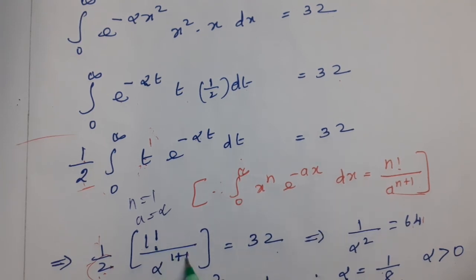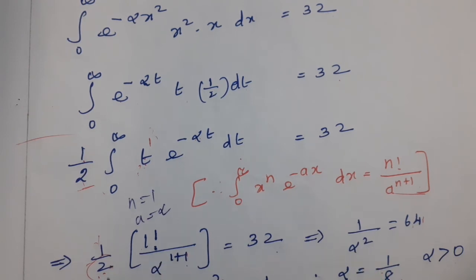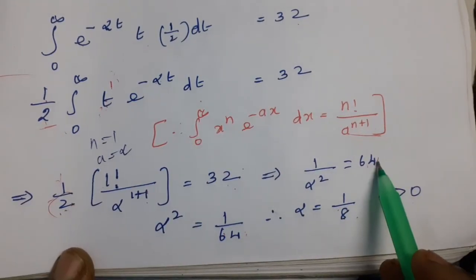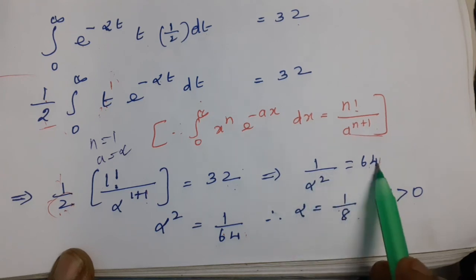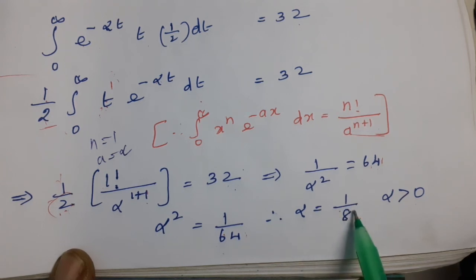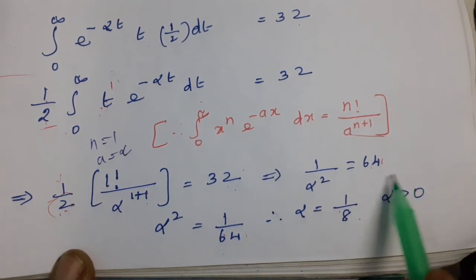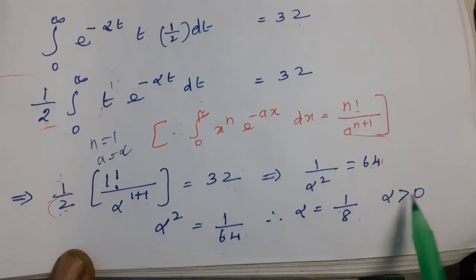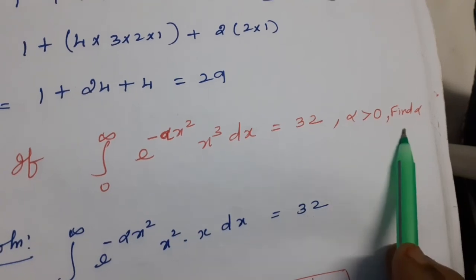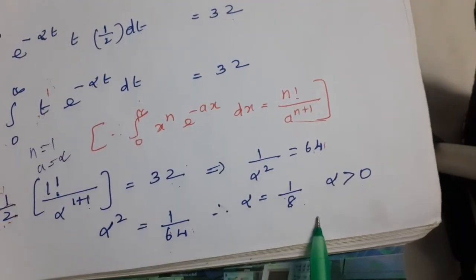So 1 by 2 into 1 by alpha square. The 2 goes to the right hand side. 32 into 2 is what? 64. 1 by alpha square equal to 64. That is 1 by alpha square equal to 64. What is our alpha square? Alpha square equal to 1 by 64. Alpha equal to 1 by 8. We are not using minus 1 by 8 because alpha is always greater than 0. Therefore the alpha value is always a positive value. What is the question asking? The question is asking to find alpha. Therefore alpha equal to 1 by 8.